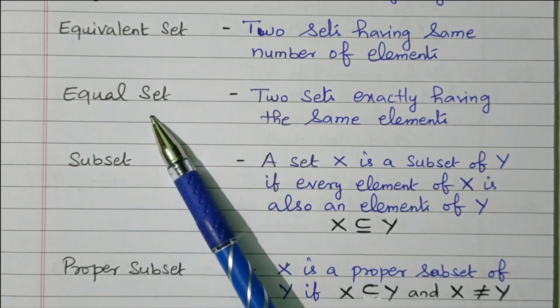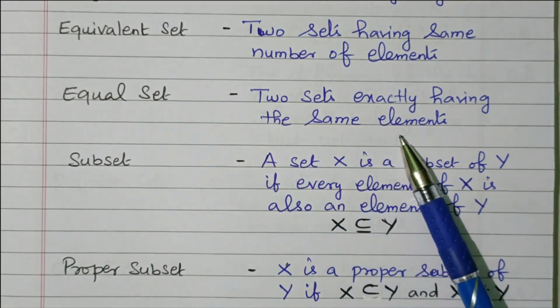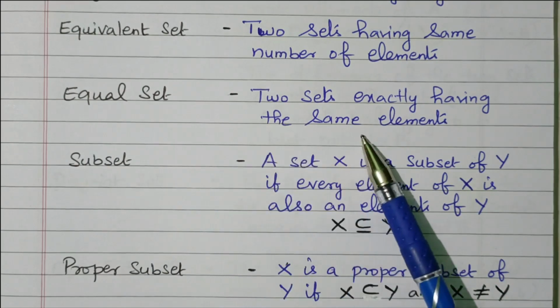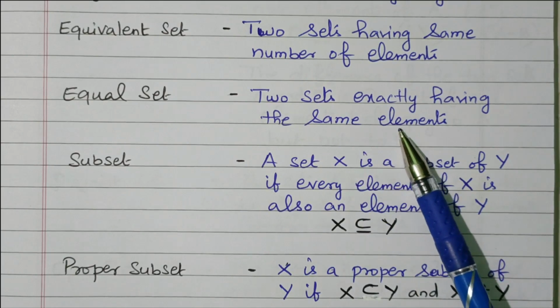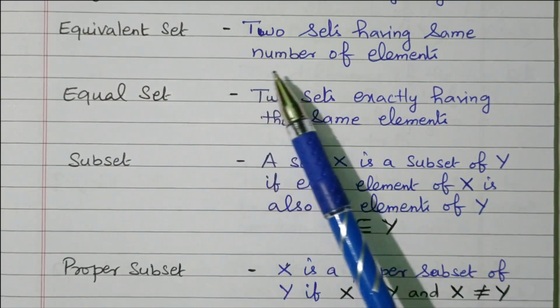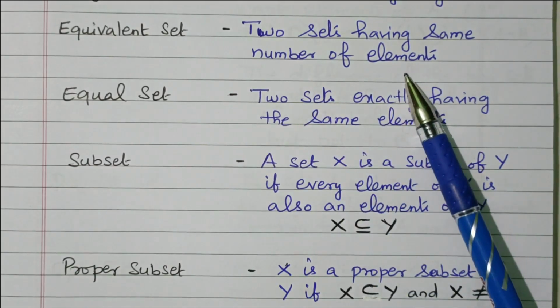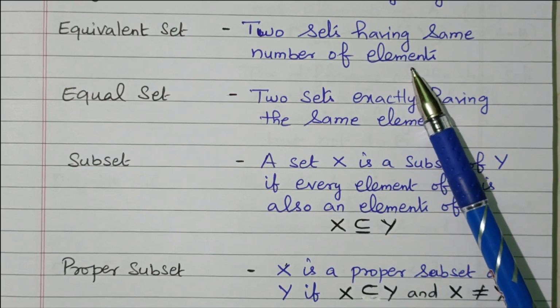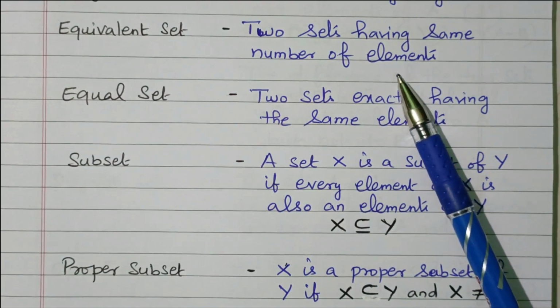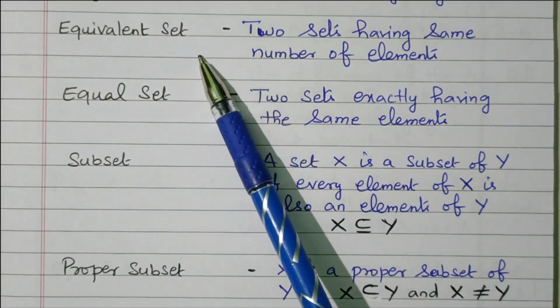Then the equal set. Two sets having exactly the same elements. An equal set means the elements available in the first set are also available in the second set. But an equivalent set means only the number is the same, having the same number of elements. Set 1 having 10 elements, set 2 having 10 elements. The number of elements in set 1 as well as set 2 is equal, but the elements are not equal. Only the number of elements are equal. That's called an equivalent set, right?